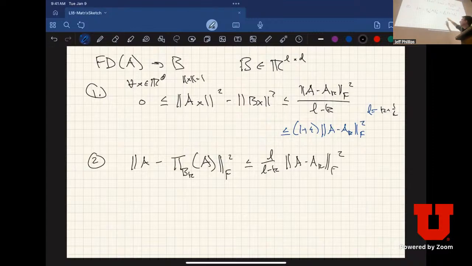Okay, so here, in this case, if I set L equal to K plus K over epsilon, then I will get that this is less than or equal to 1 plus epsilon times A minus AK. Okay, so this is saying that this is the best rank K approximation, right? And I can get within 1 plus epsilon. So I'm projecting onto a K-dimensional space. I'm finding the best rank K space from B.